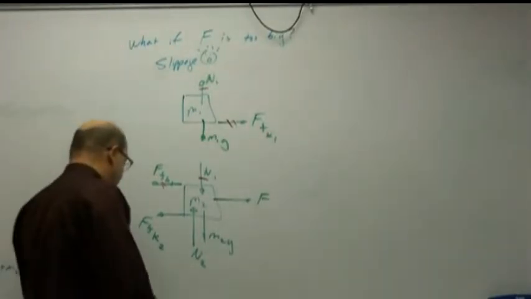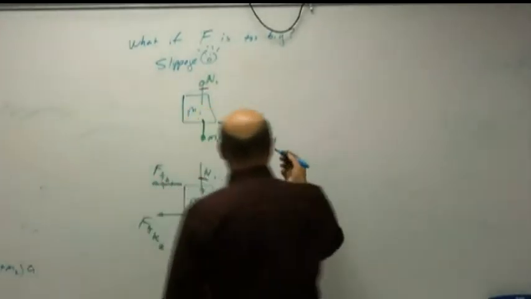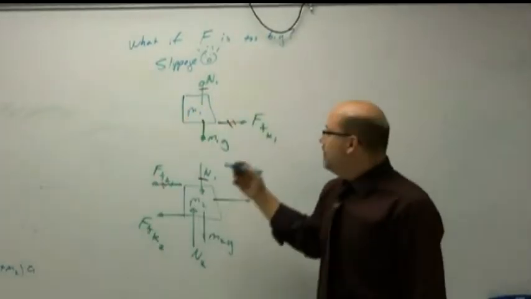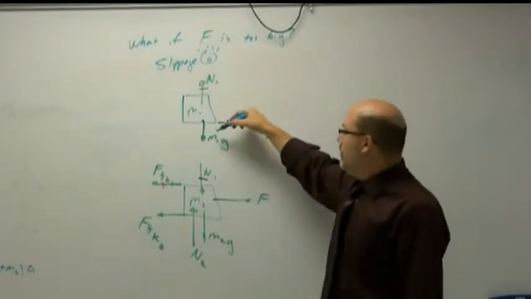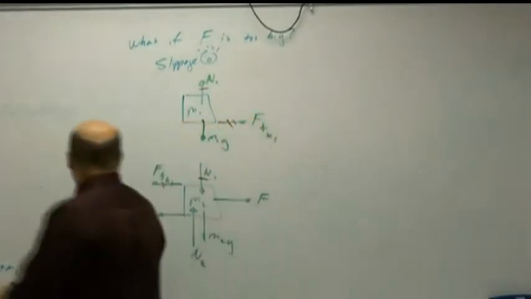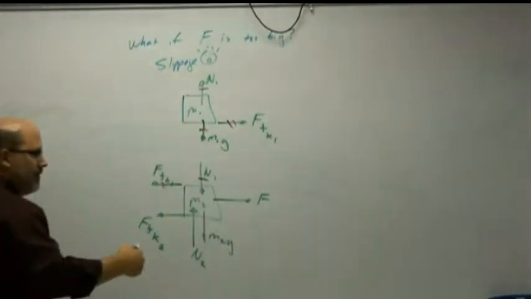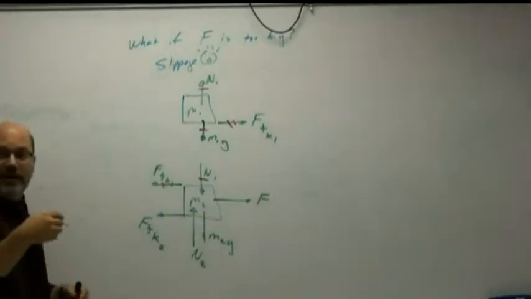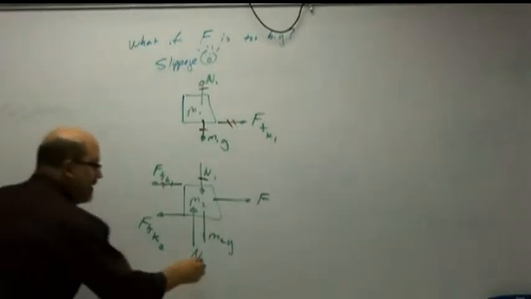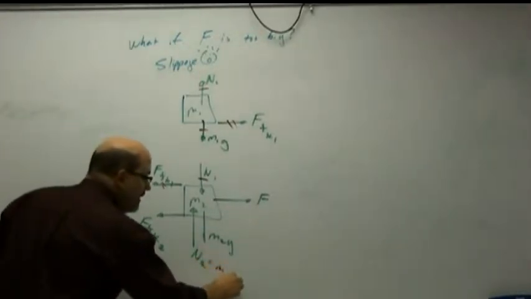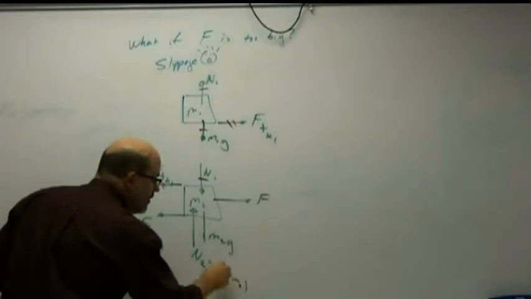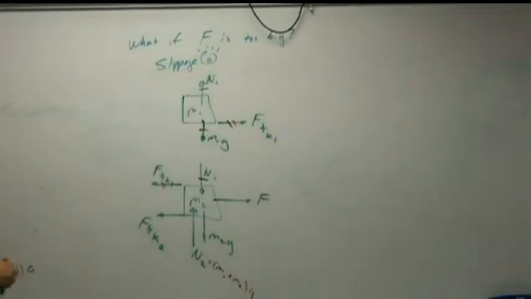Next step would just be to write F equals MA. Now I want you to notice this normal here is equal to M1G again. So this one equals that one, which equals that one, which makes our normal force here equal what we'd expect it to be: M1 plus M2 times G. So in the vertical direction, we've really solved pretty much everything we need to solve.